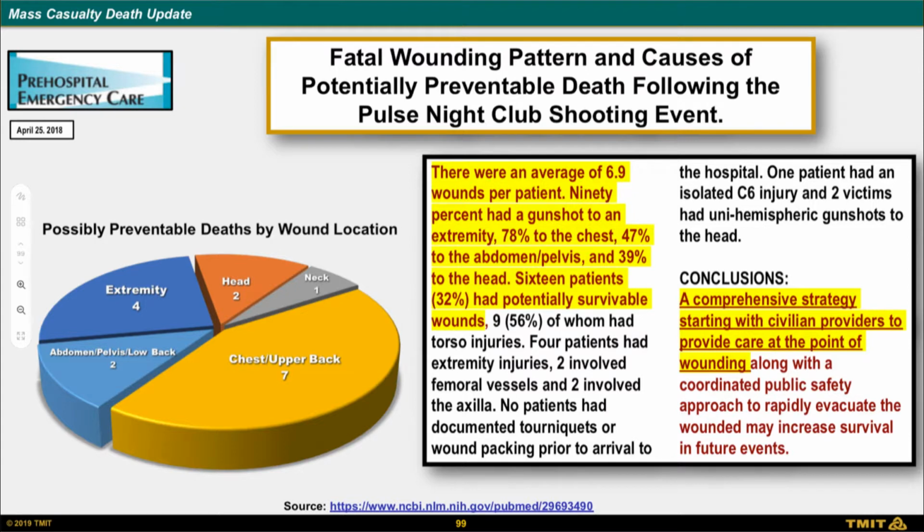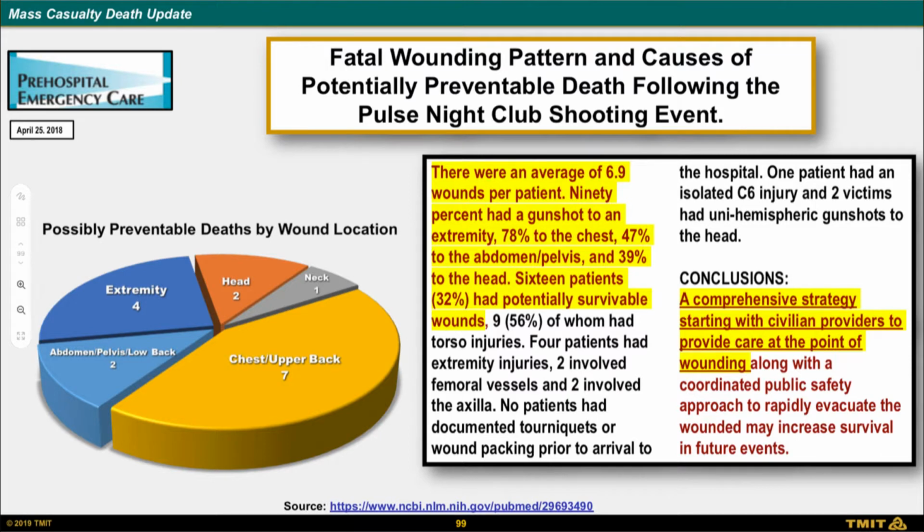And that's really what we're focused on in Med Tac, empowering people with the skills and the knowledge to do that until the professional responder gets by. That's where the idea of a comprehensive strategy, starting with civilian providers giving care at the point of the event, is life-saving. Our strategy for responding to these multiple casualty events is to go and stop the killing, stop the attacker first, and then start the care.